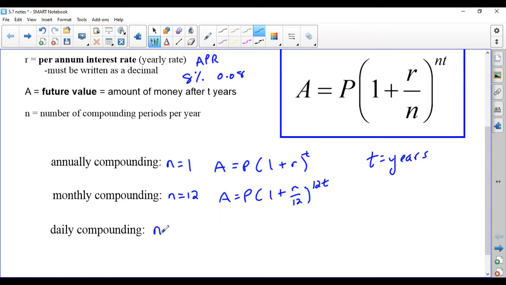Daily, we're going to ignore leap year and assume that there's 365 days in a year. So our future value is the principal times 1 plus the APR divided by 365 raised to the 365t. The exponent should be the total number of compounding periods.